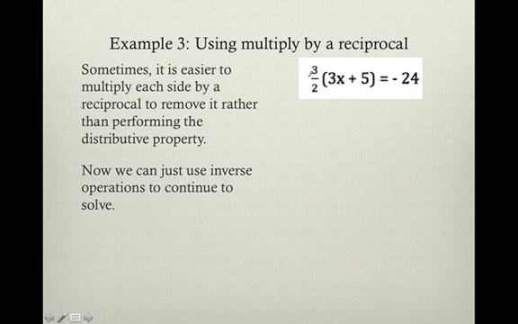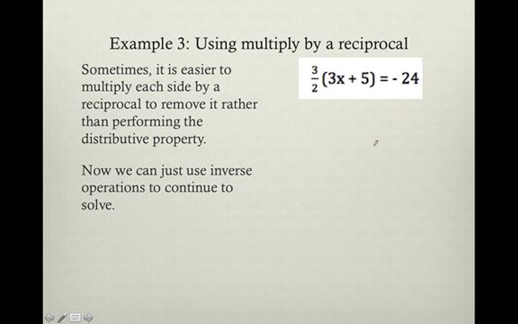Sometimes we can make our problem a little simpler by multiplying by a reciprocal. If I do the distributive property here, I'm going to end up with a mess. What am I going to end up with? I'm going to end up with 9/2 x plus 15/2 equals negative 24. Well, I don't know about you, but a lot of times I don't like dealing with fractions. So if I can avoid them, I do.